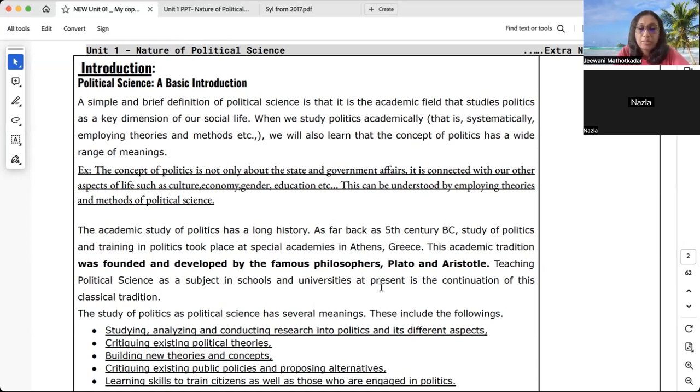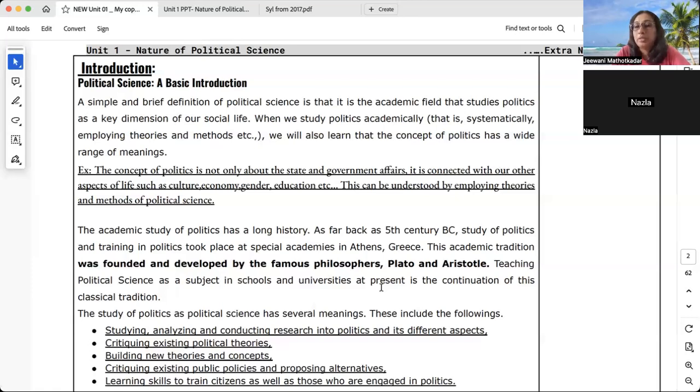Okay. The academic study of politics has a long history, as far back as the 5th century BC. The study of politics and training in politics took place in special academies in Athens, Greece. This academic tradition was founded and developed by the famous philosophers Plato and Aristotle. Teaching political science as a subject in schools and universities at present is a continuation of this classical tradition.